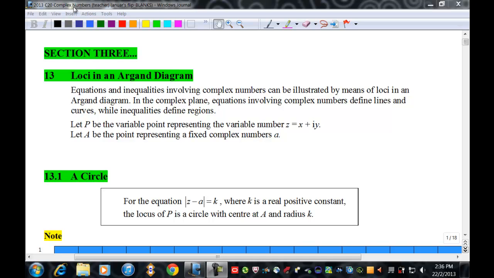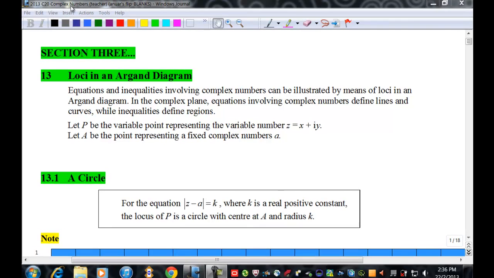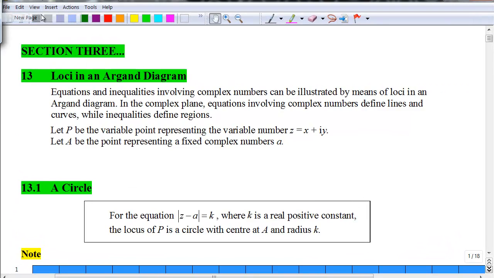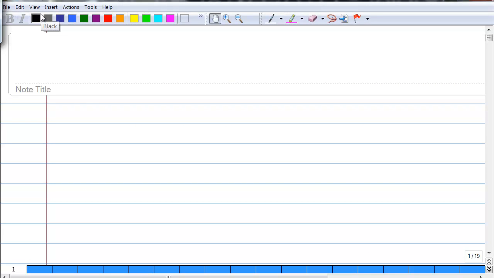Alright, before we proceed with this section, loci in an Argand diagram, we shall do a little bit of recap. Given a complex number z, say z is equal to x plus yi form, we know that the modulus of z is given by the square root of x squared plus y squared.